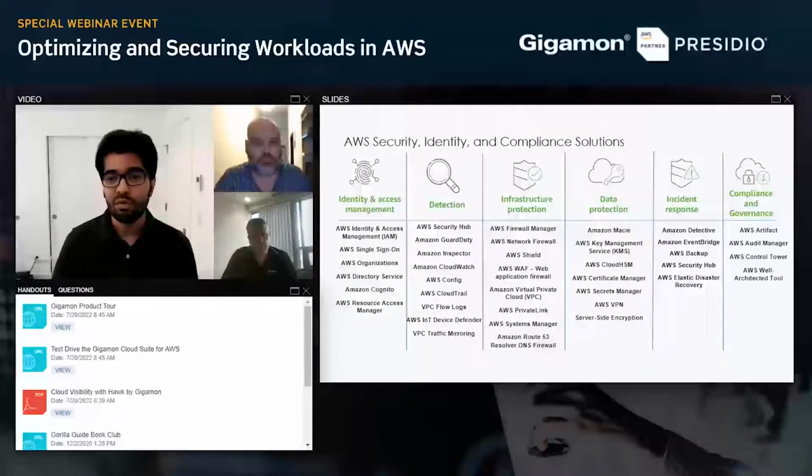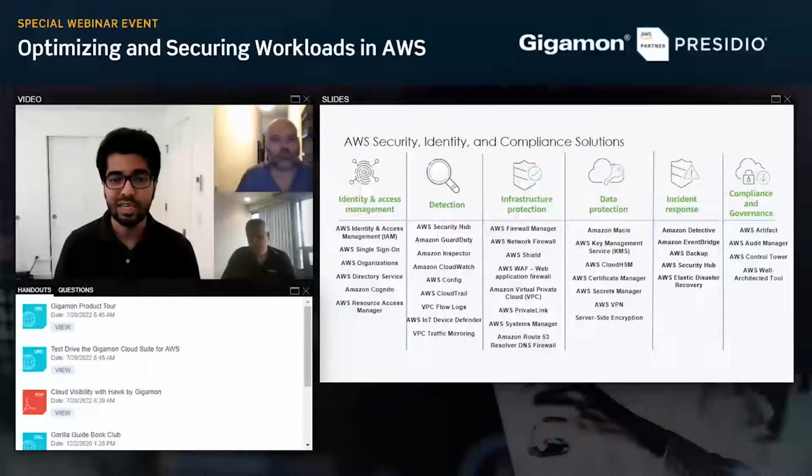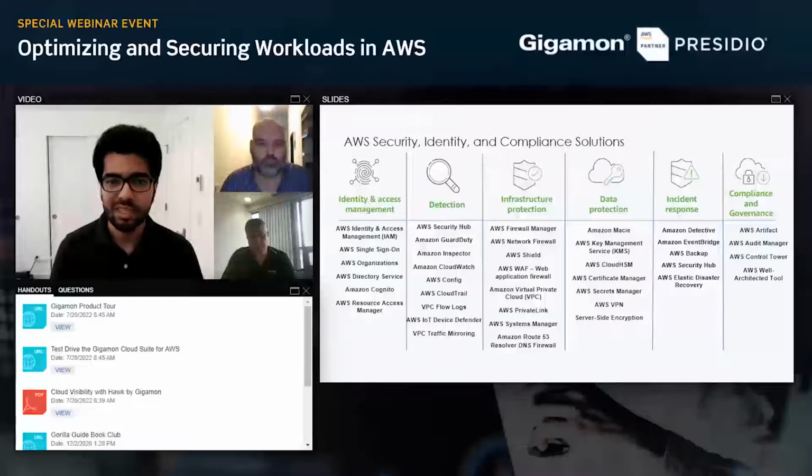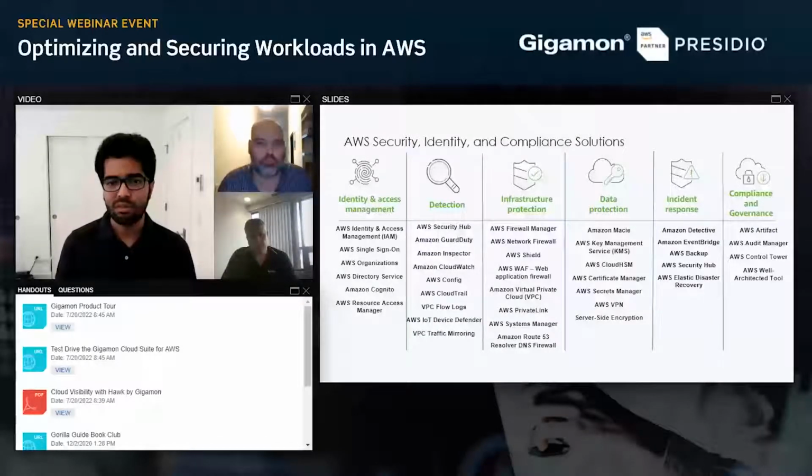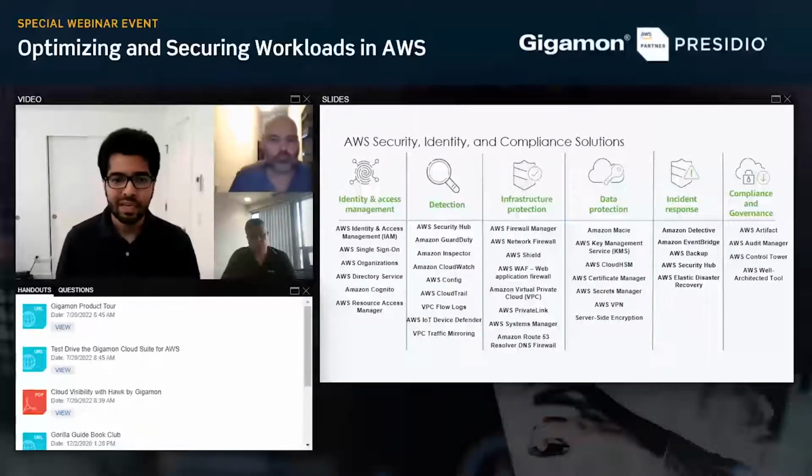So if you have a workload where you have a specific compliance requirement, chances are AWS already provides you the services by which you can meet those certification requirements. And these certifications help satisfy compliance requirements for virtually every regulatory agency around the globe.